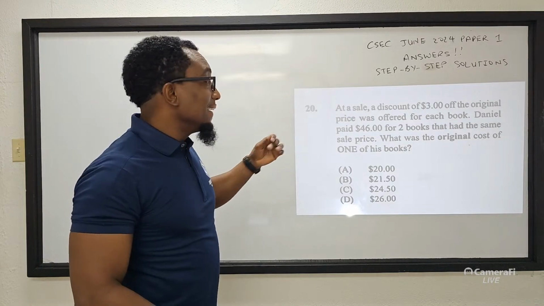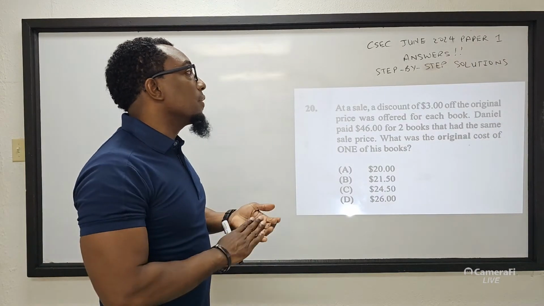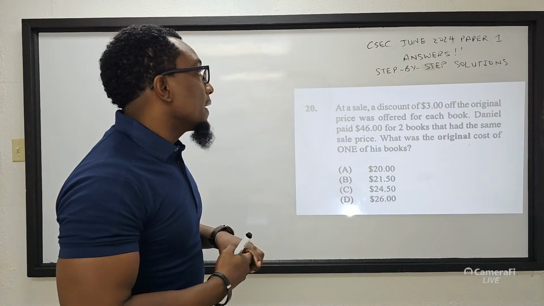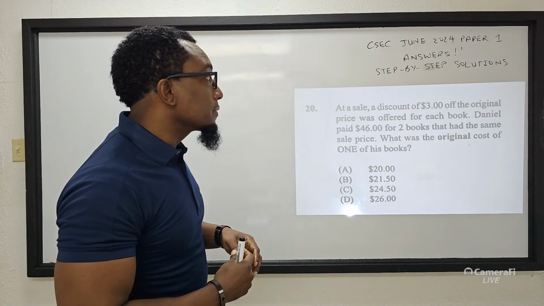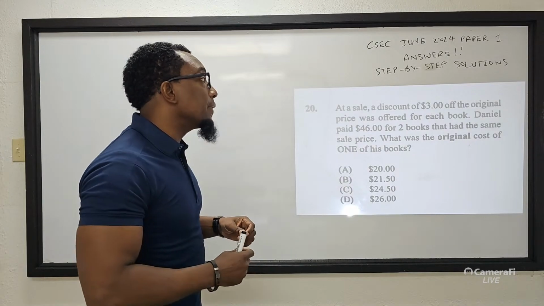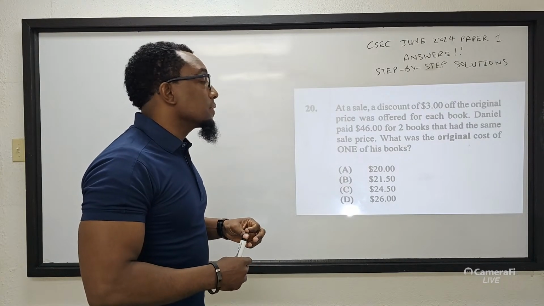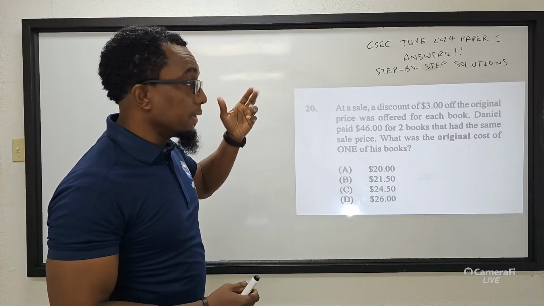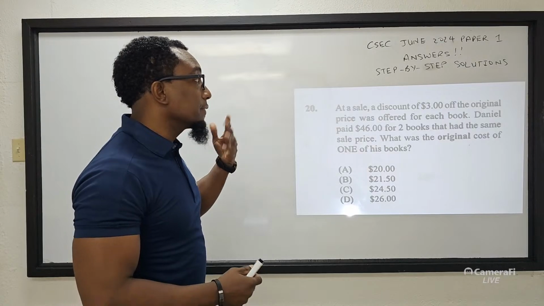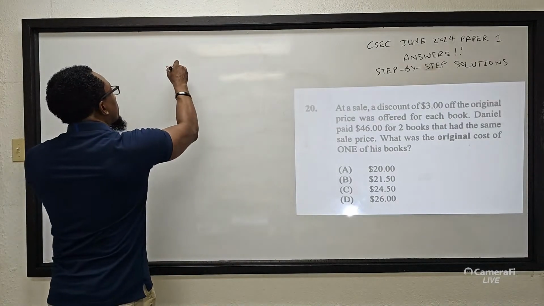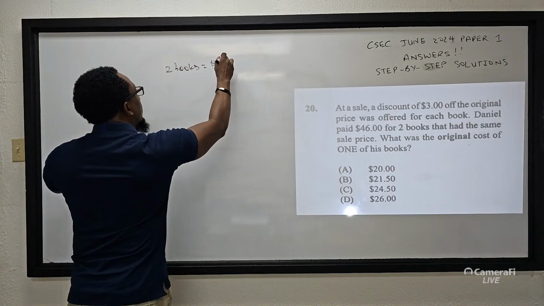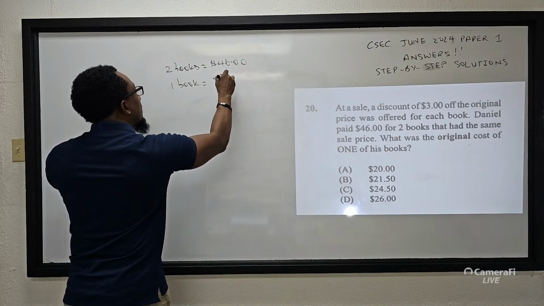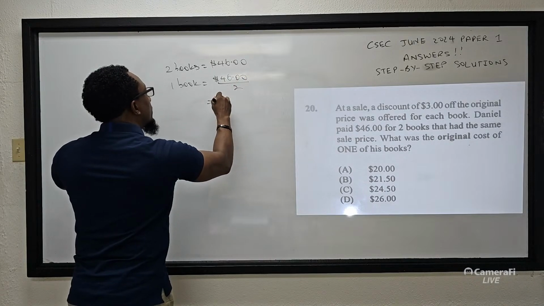Another question we did in the review: at a sale, a discount of $3 off the original price was offered for each book. So Daniel paid $46 for 2 books that had the same sale price. What was the original cost of 1 book? Right, so at a sale, a discount of $3 off the original price. And then Daniel paid $46 for 2 books. So if 2 books is equal to $46, then we know 1 book will be $46 divided by 2, which is what?